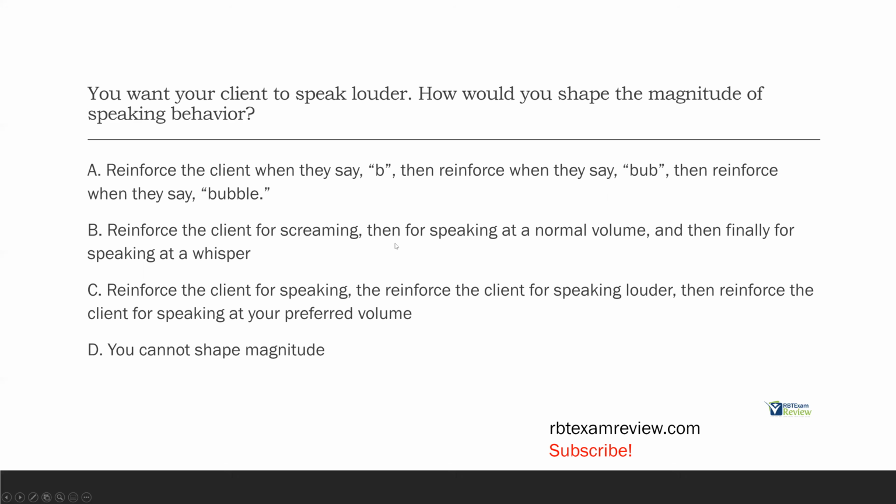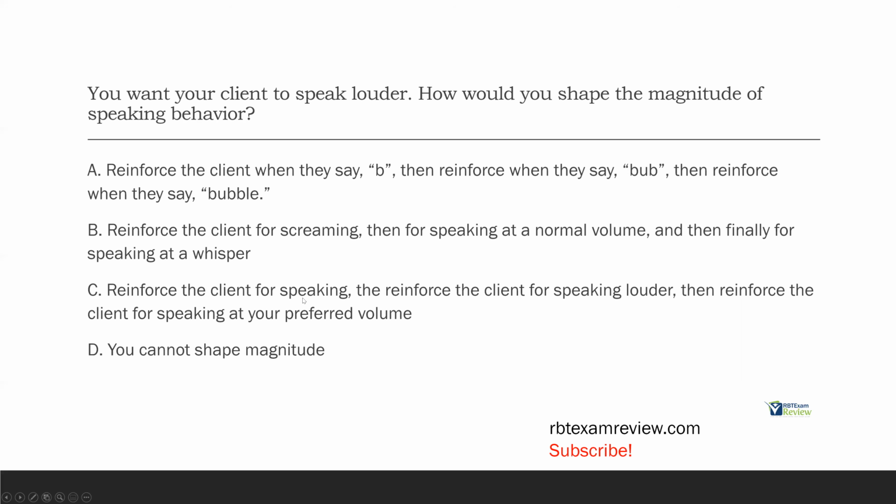B, reinforce the client for screaming, then for speaking at a normal volume, and then finally for speaking at a whisper. Are we shaping? We are. Are we shaping to get louder? We're not. We're going from screaming to a normal volume and then to a whisper. Understanding what the question is asking is important for this reason. Yes, we're shaping, but it's not our goal. We want to go louder.